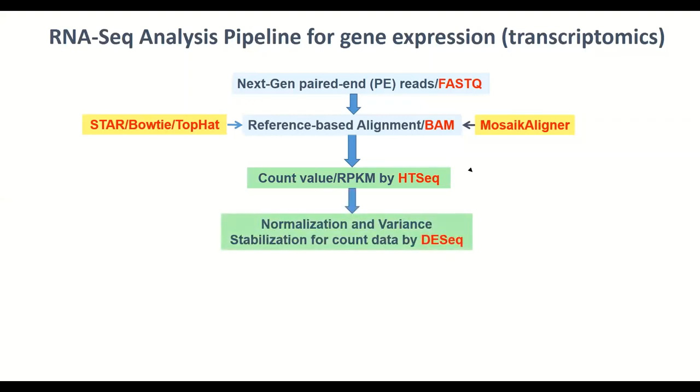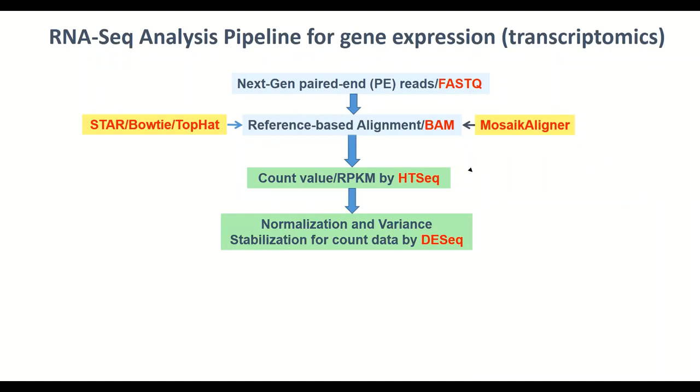And then once we have the count value, which is the number of mapped reads for a specific gene, of course we have to normalize across different samples, because each sample has a different overall number of mapped reads. It's different. So that's why when we perform gene expression analysis, we have to perform normalization before we do any analysis.